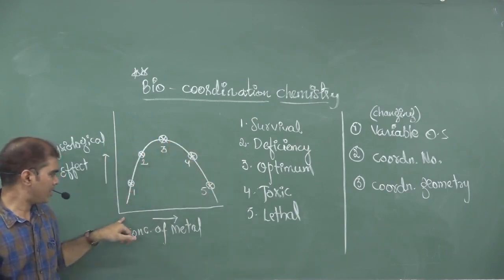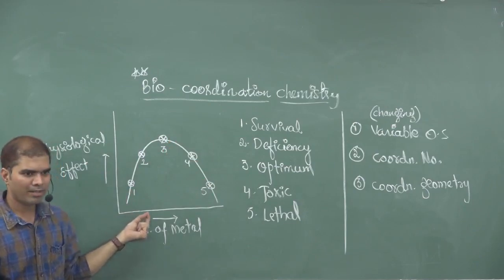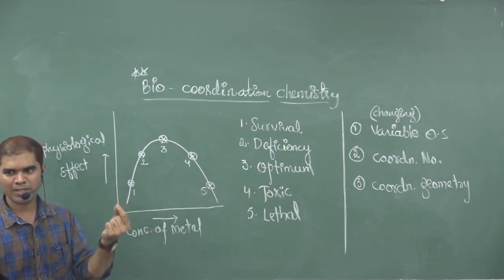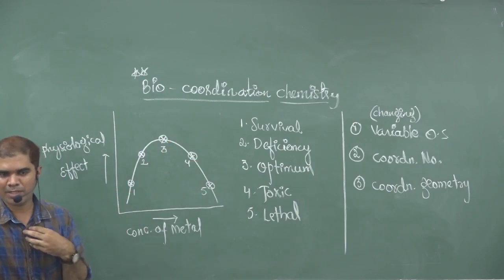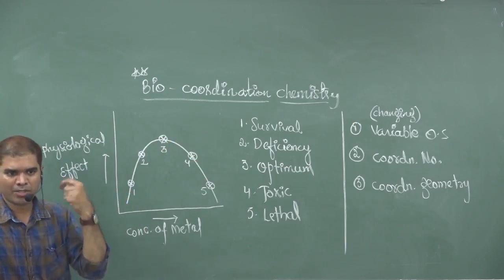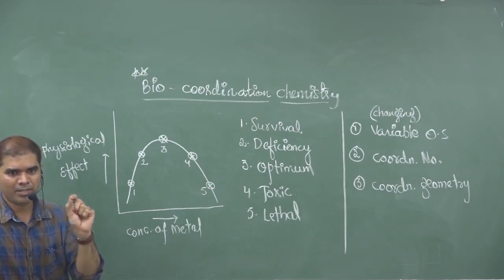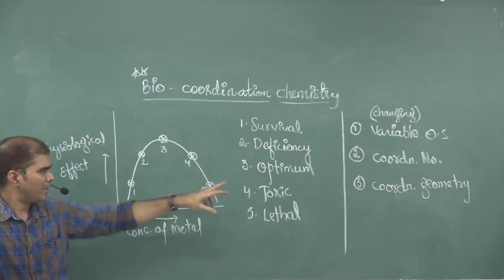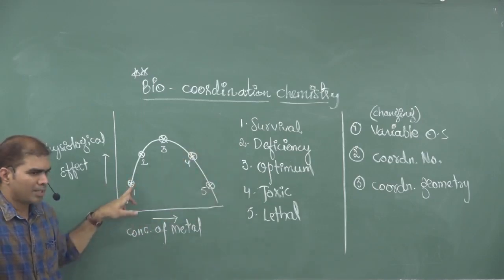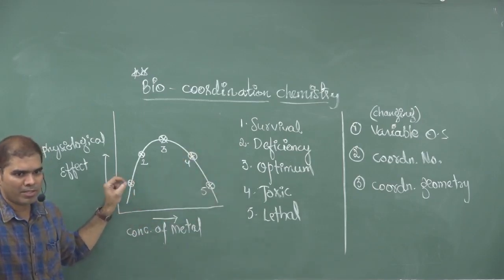In this, a minimum concentration of metal is required for the survival of that living organism. Suppose if I want to survive, a minimum amount of iron has to be present in my body. A minimum amount of copper or zinc has to be present. So that minimum concentration, because of which I am surviving, is called the concentration for survival. That is a minimum concentration.